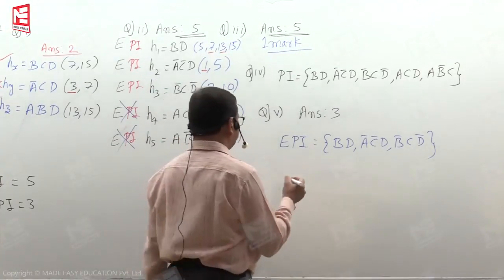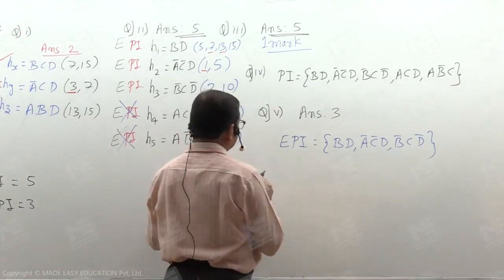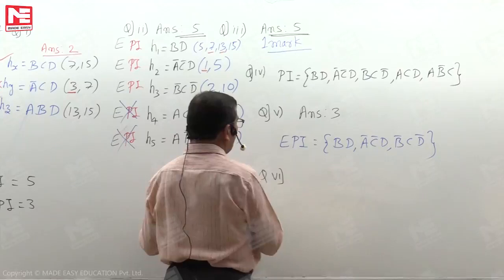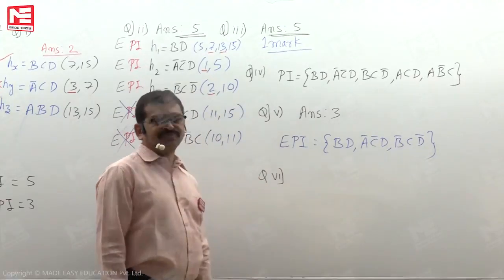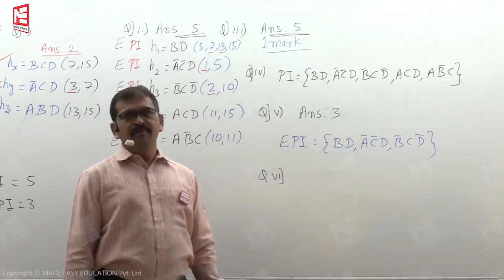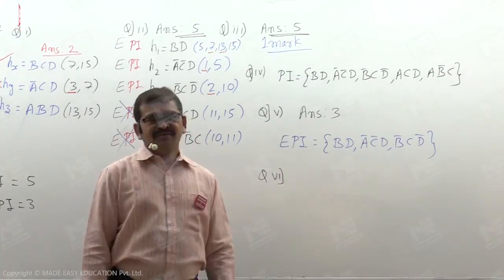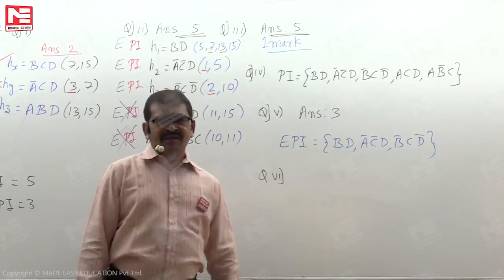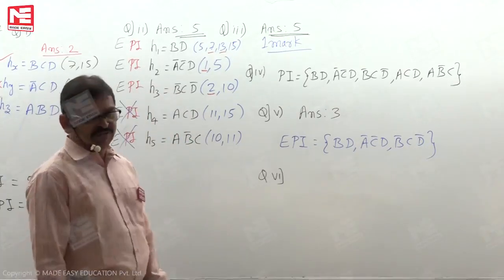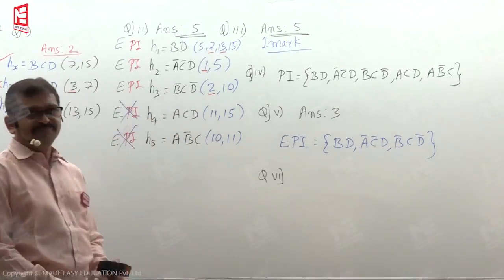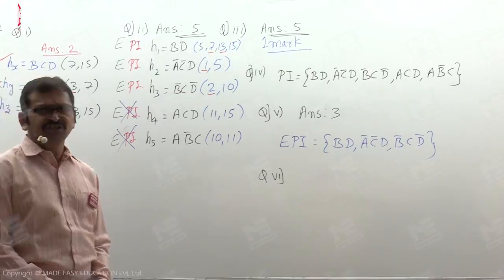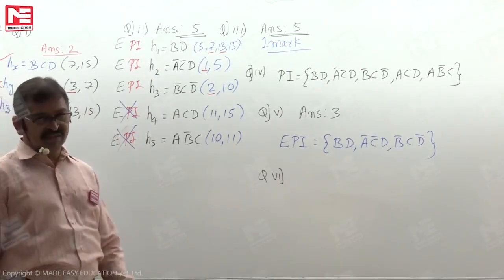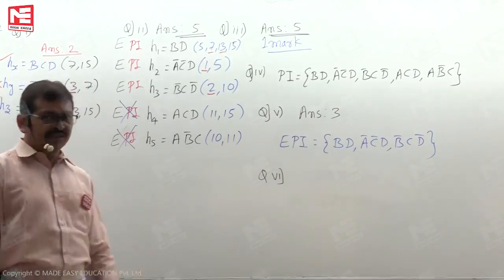Coming to this question, note down: write all possible minimal expressions for the function f of ABCD. The function has the same minterms that we took earlier.